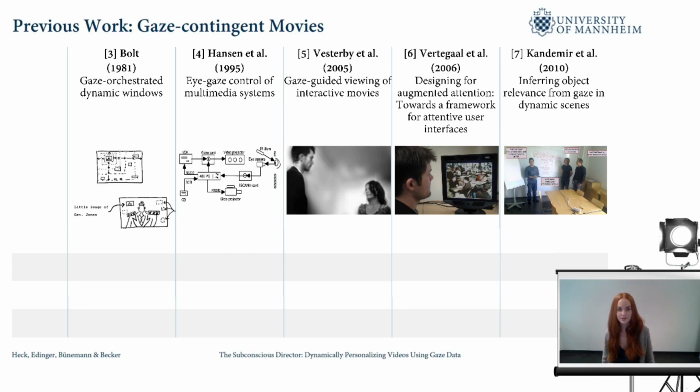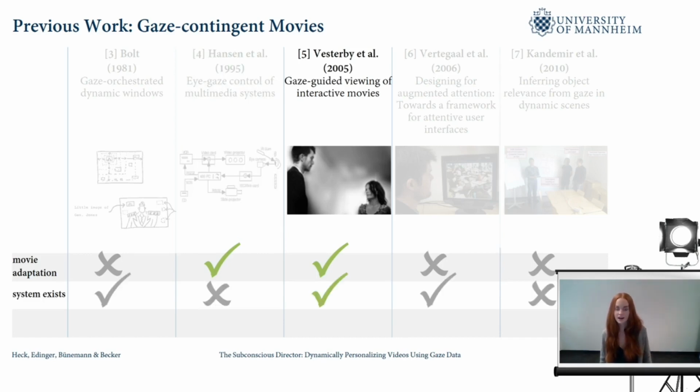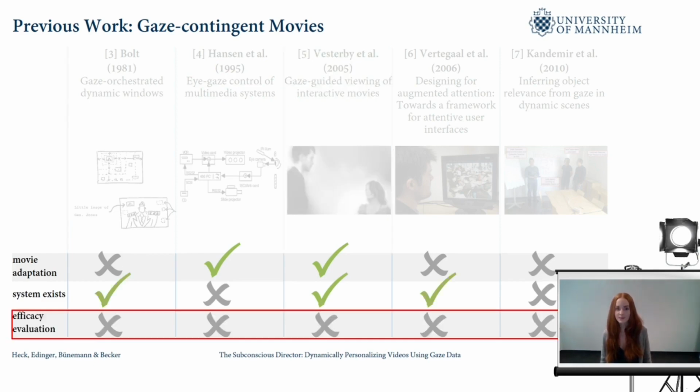In our search of previous work on gaze-contingent movies, we could only find 2 works where the plot of a movie is adapted depending on where the viewer looks. Out of these 2 works, only one has been implemented, but none of the systems has been evaluated with regard to how the personalization of the movie affects the user engagement.